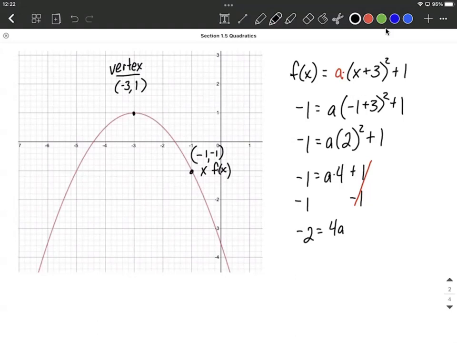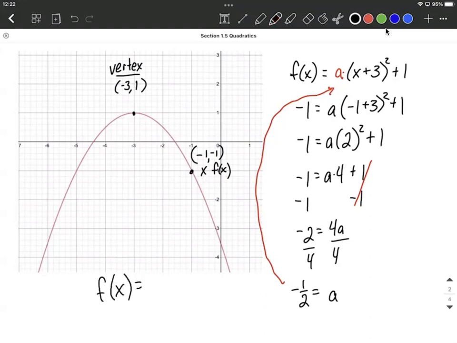All right, to finish this up, get a all by itself, we have to get rid of the 4. So let's divide both sides by 4. And then a little reducing down on the left-hand side, we can say, well, -2 divided by 4 makes -1/2, right? Both multiples of 2. To finish this up, we want to take this value for a, put it back into that original function, and our function is going to be f of x equals -1/2 times the quantity x plus 3 squared plus 1. And that's the function we want to give.